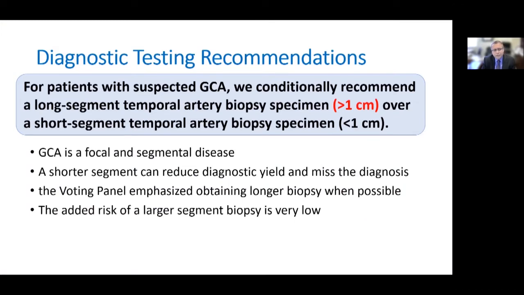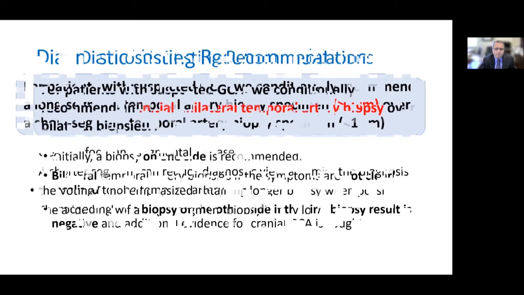Partly because GCA is known or thought to be focal and segmental, meaning that if you take a small specimen, you may miss some of those abnormalities and inflammation or giant cells that you may typically see, because you didn't take a large enough specimen to see the other part of the artery that had those abnormalities. So it will reduce your diagnostic yield if the biopsy specimen is too small. And hence, the voting panel, the experts, recommended a longer biopsy, in part because taking a smaller biopsy versus a little bit longer biopsy doesn't increase the risk of this procedure by much.